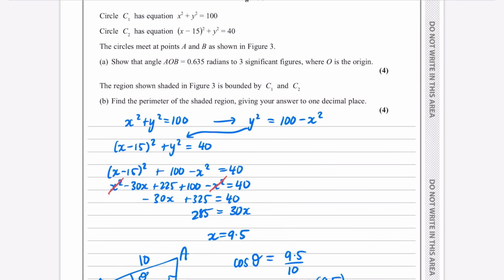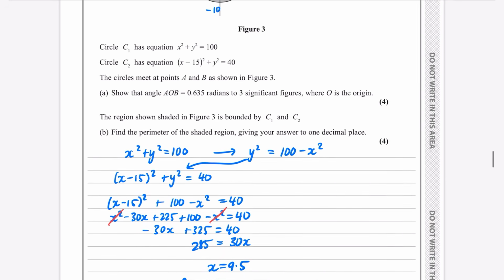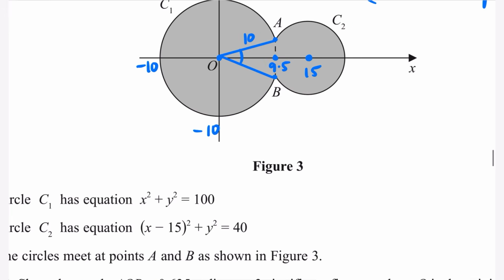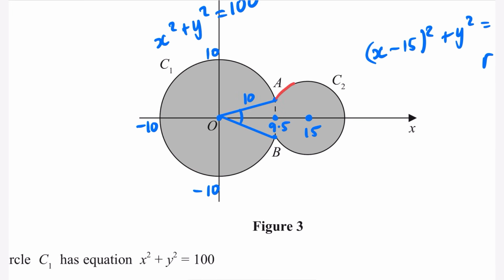The region shown shaded in figure 3 is bounded by C1 and C2. Find the perimeter of the shaded region, giving your answer to 1 decimal place. So we want to find out the perimeter. In other words, we want to know, this is going to be terribly drawn, I'm sure, that and all of this that we have here. Very wobbly. Now, I already know what this angle is. This angle is 0.635. So that's going to help me to find out this sort of like red section that we have here.